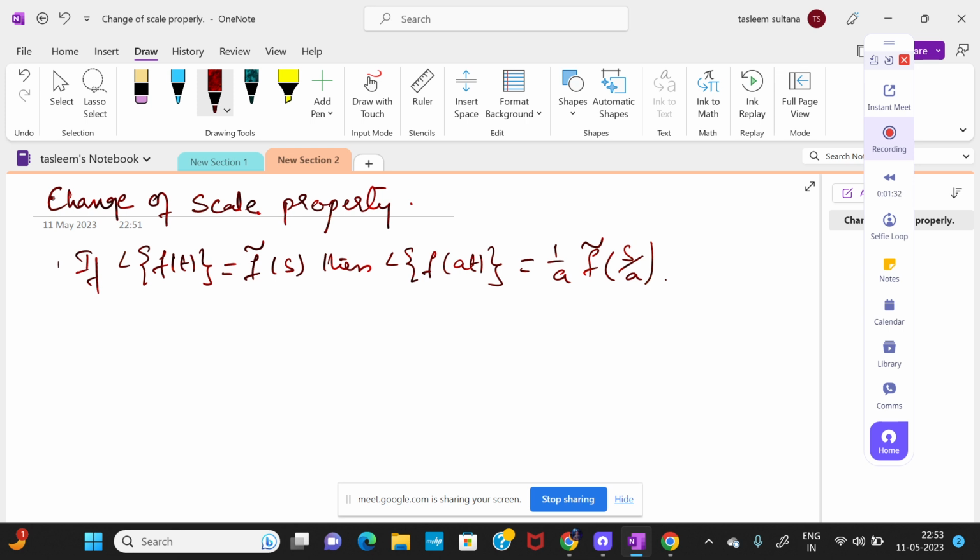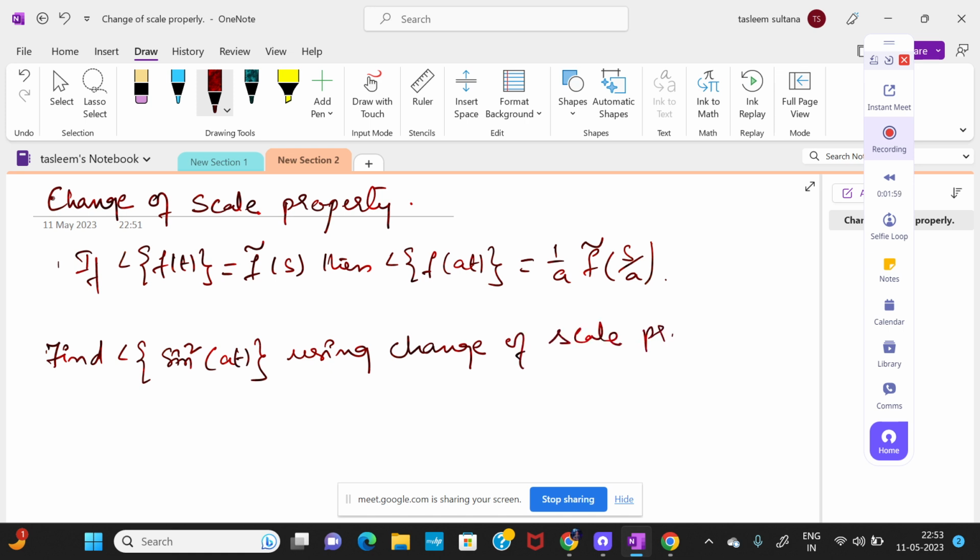Children, one problem. Find L of sine square of at using change of scale property. When you implement this method, when they mention change of scale property, otherwise directly you can write with the help of the formula.